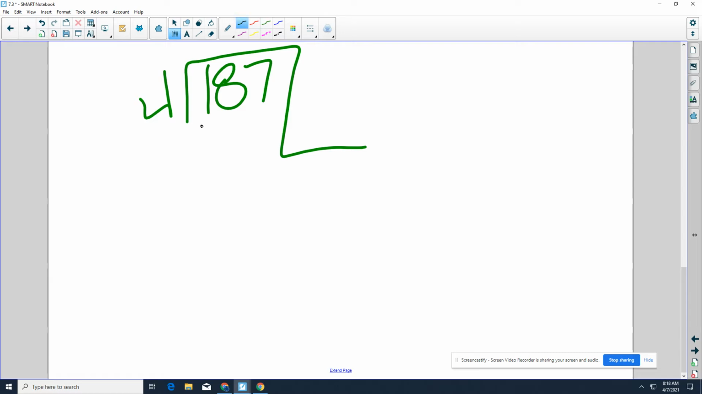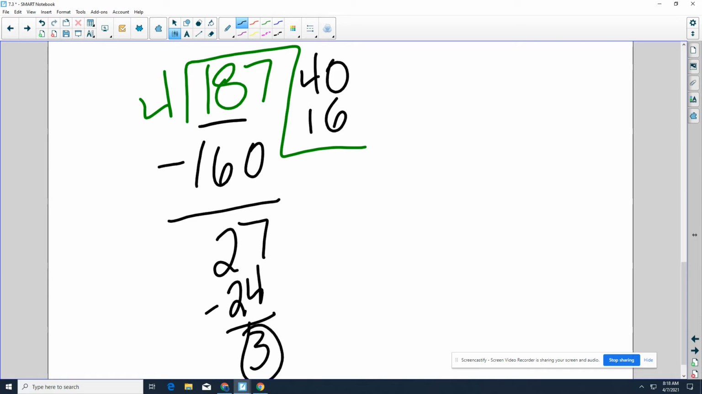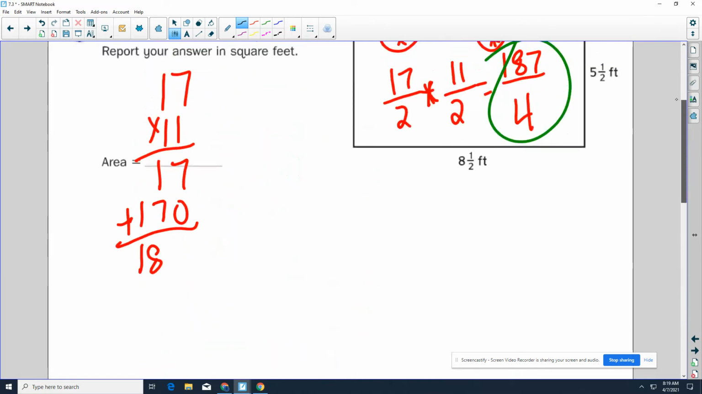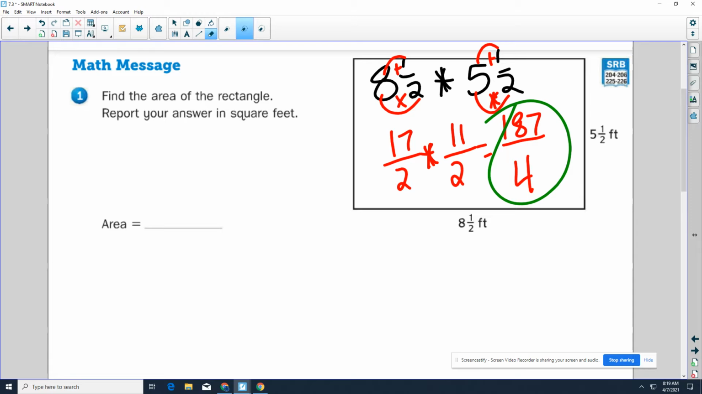So I would do, let's see, I see 18 here, so I know I could do 4 times 4 to get 16. I have to put a 0 here, so I add that to make it 40. And then I subtract, and I get 27. Let's see, I know 7 times 4 is 28, so that won't work. I could do 6 times 4, though. So I know 6 times 4 is 24. And I know that 4 can't go into 3, so I have a remainder of 3. So I get 46 and 3/4 feet. So erase this. We get 46 and 3/4.